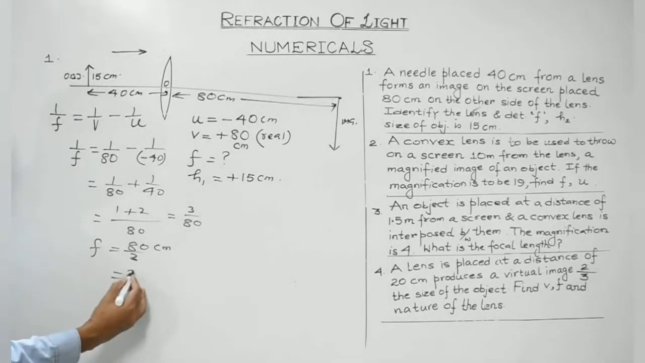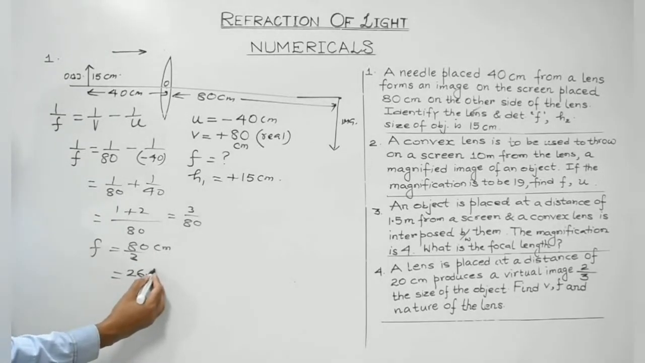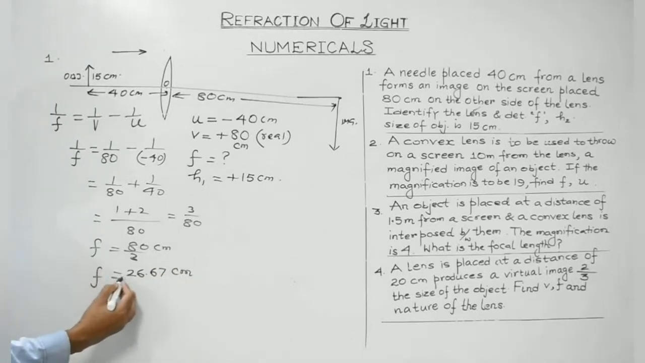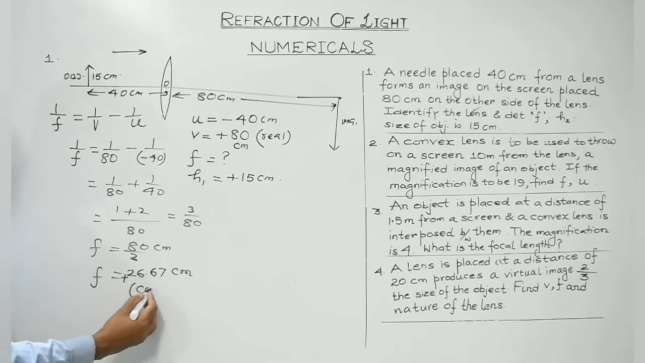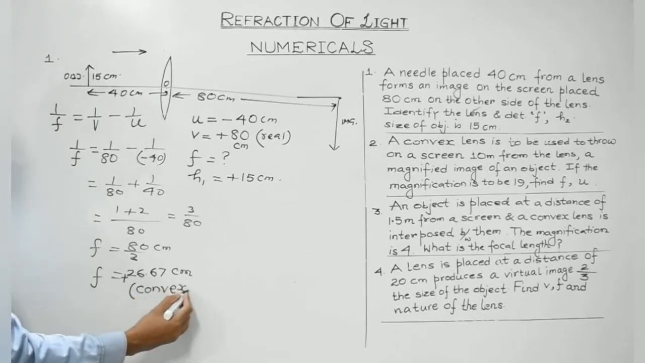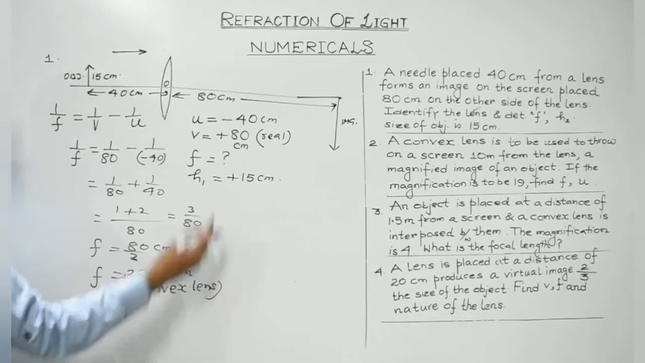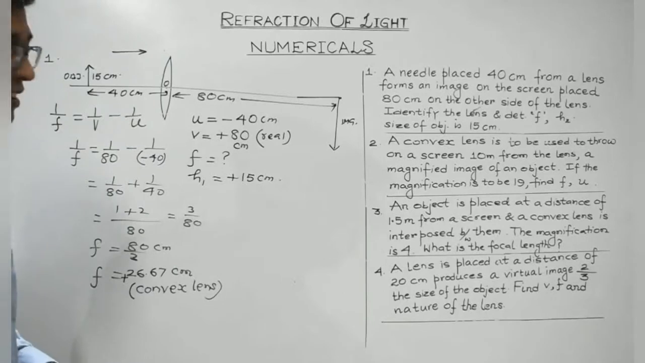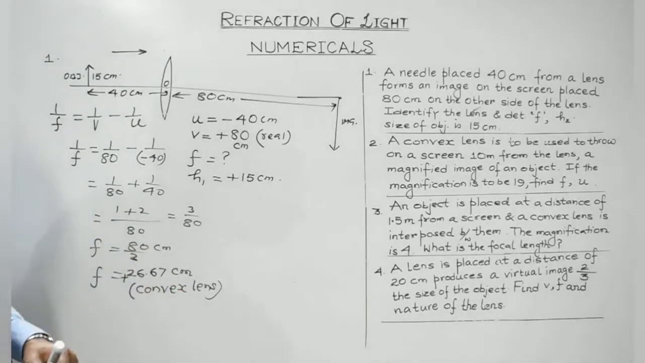So that will give you 26.67 centimeter, and it's coming to be positive. Focal length positive means that it must be of converging nature, or it is the case of a convex lens, as we have predicted much earlier before starting this numerical. Right? So focal length has been obtained.